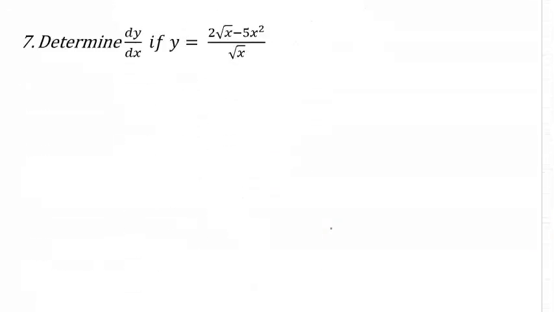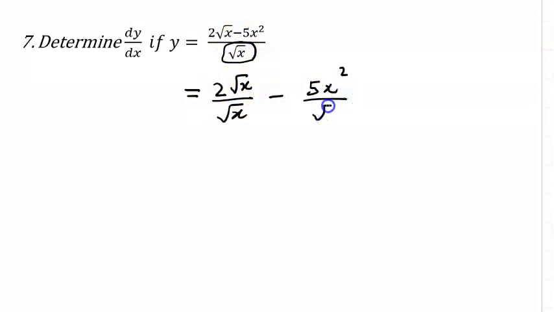Okay, and now this brings us to example number 7 to conclude this lesson. So here we got 2 root x, and remember this is a monomial denominator, so we want to divide 2 root x over square root of x minus 5x squared over the square root of x. So when you got a monomial denominator, we take each term in our numerator and divide it by our monomial denominator.